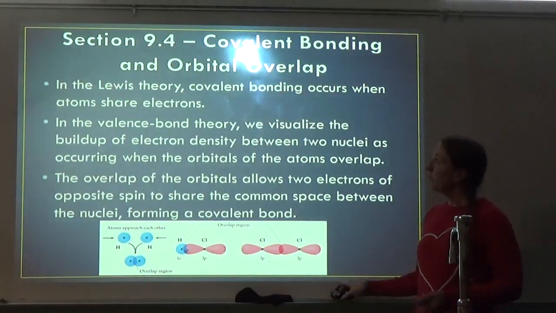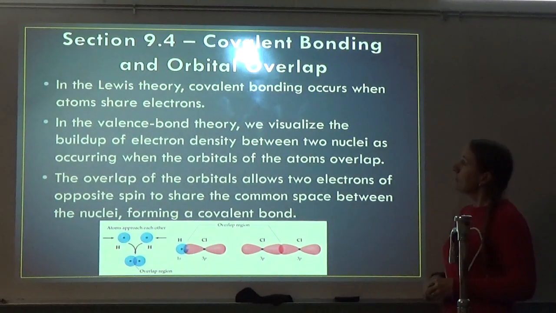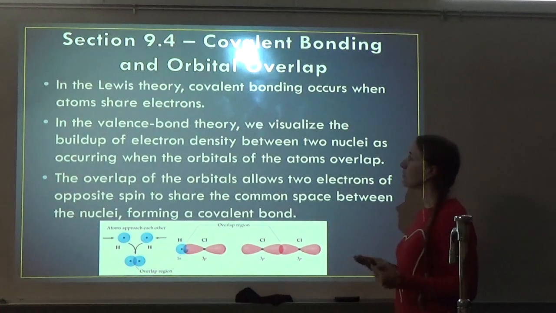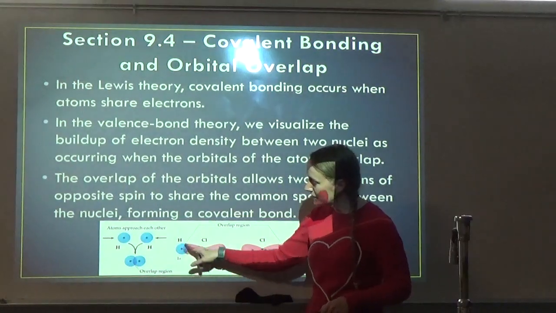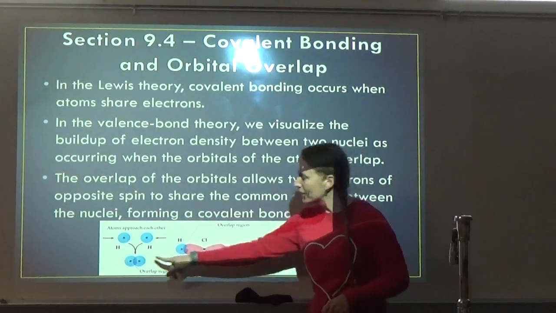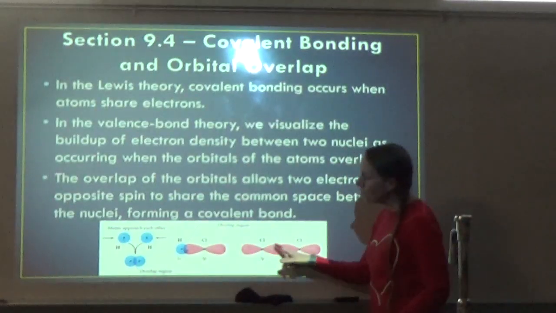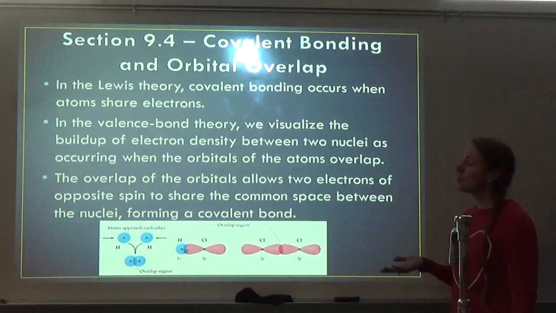So 9.4, we're going to start talking about hybridization and that type of thing. In the Lewis theory, covalent bonding occurs when atoms share electrons. In the valence bond theory, we visualize the buildup of electron density between 2 nuclei as occurring when the orbitals of the atoms overlap. So you see this is an s and a p that are overlapping. These are 2 s's overlapping, or 2 p's. That little overlap is what we consider as the bonding area, or the electron domain.